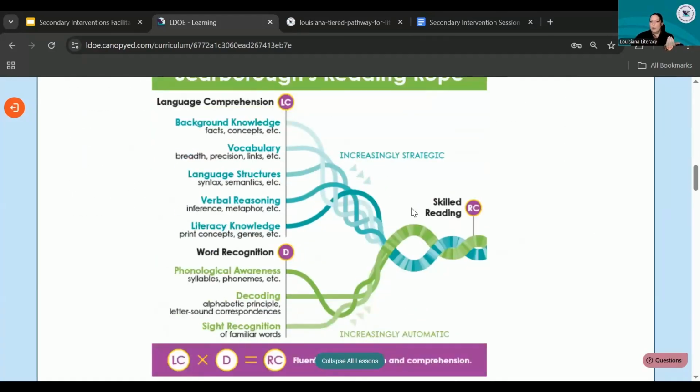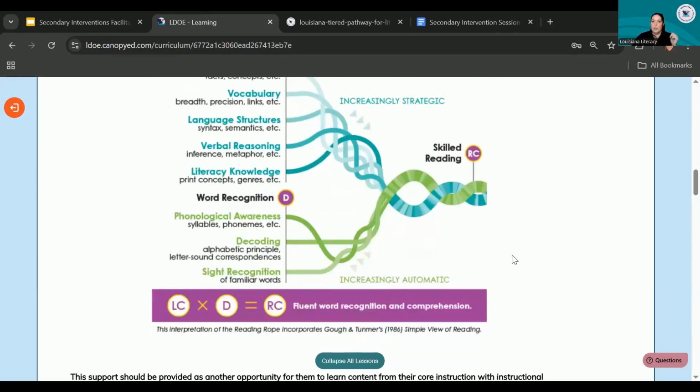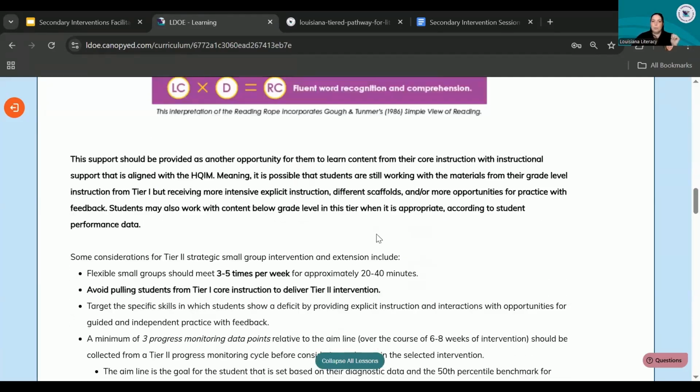And if you look at Scarborough's reading rope, which I know I've showed you guys before, language comprehension, which are these upper strands of the rope, that's where most of us in 6 through 12 are pretty comfortable because that's where a lot of our instruction is happening anyway. But this is the area of the rope that most of your students in tier 2 support will need help with. They might need some vocabulary strategies, or they may need help with language structures or something like that. Whereas students who have significant foundational deficits, some word recognition deficits where they are having trouble actually reading the words on the page, that's where your tier 3 support would come in.